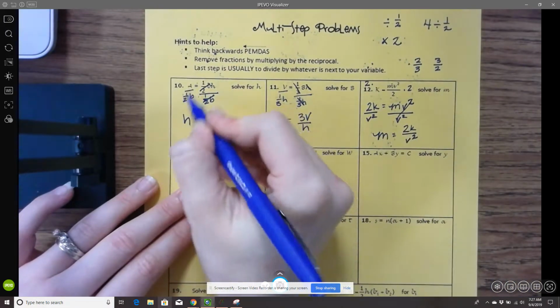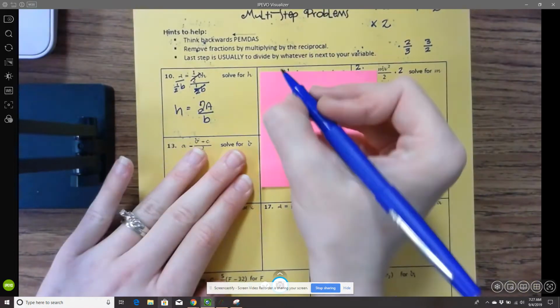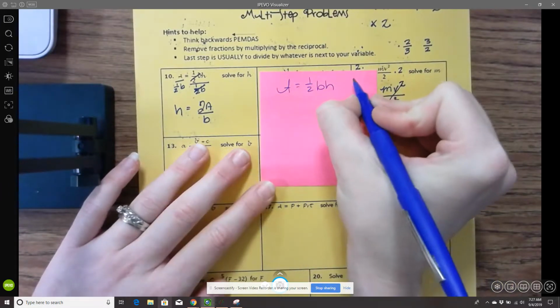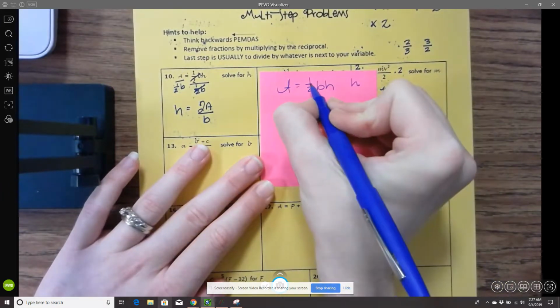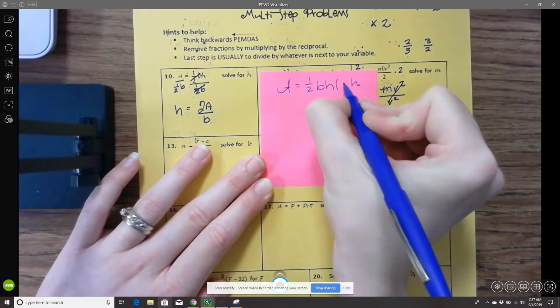And you can do these the same way. So I'm going to work that one problem again for you just so you can see it if you would work it in 2 steps. So 1/2 base height. Then I'm solving for H. So let's get rid of the 1/2 first. To get rid of a half, we would multiply by 2.